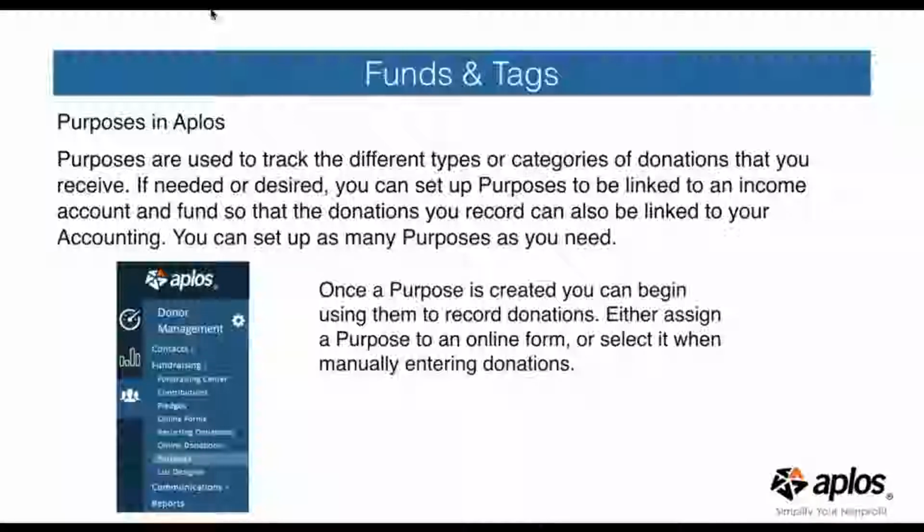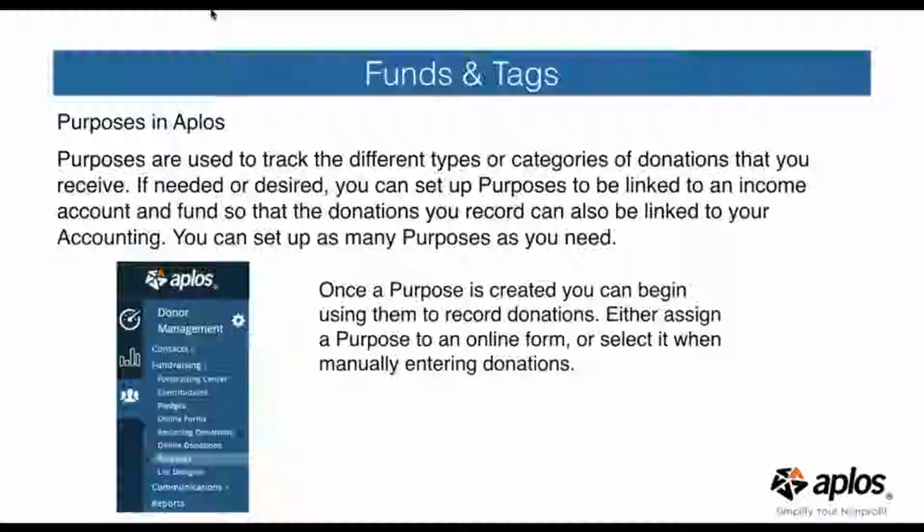So you can set up a purpose to be linked to an income account and funds so that the donations you record can be linked to your accounting. For example, you have a missions fund, and within that fund you've got the Mexico mission build project. If you create a purpose, then when you go to an online form or you get a check in the mail, you can track that donation from that donor to a specific fund, the missions fund, and to a specific purpose, which in this case would be the Mexico mission project.